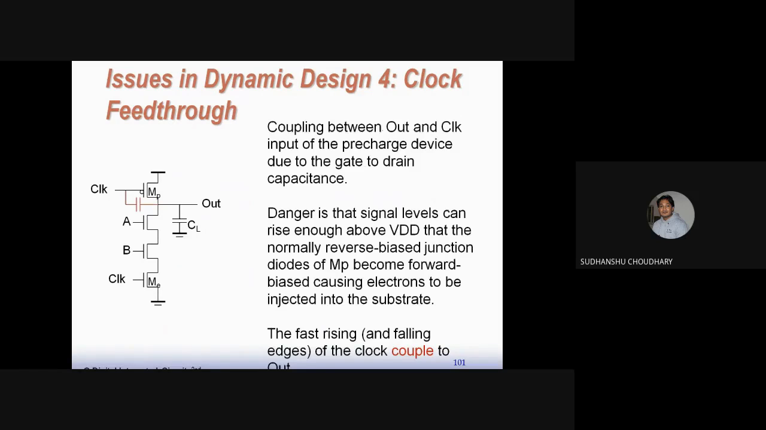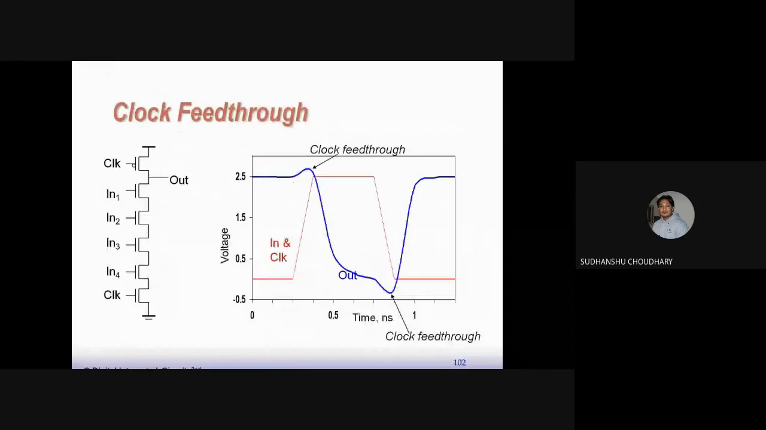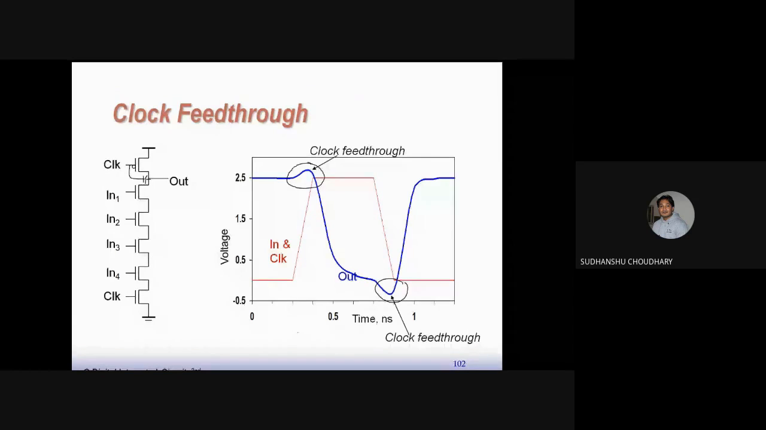Then another issue is what we call clock feed through. Since we are applying the clock at the PMOSes and NMOSes here, this clock can also be fed to the output via the gate to drain capacitance. We don't want this, but because we are feeding the clock at the inputs of the PMOSes and NMOSes in the pull-up network and pull-down network, the clock is being fed at the output. Because of this clock feed through problem, you will see the same effect that we had seen in the CMOS circuit, that is overshoot and undershoot, which can be seen in the output. The clock is fed directly to the output even before the transistors in the circuit can react. So that is one of the problems.